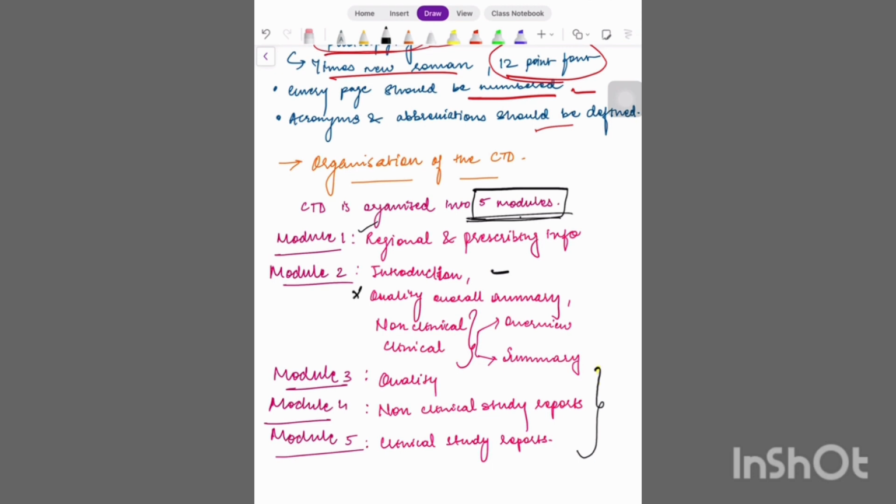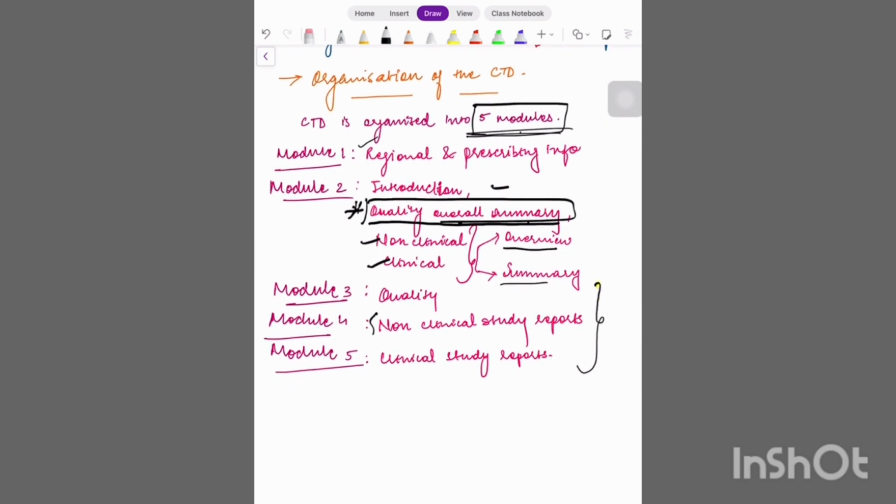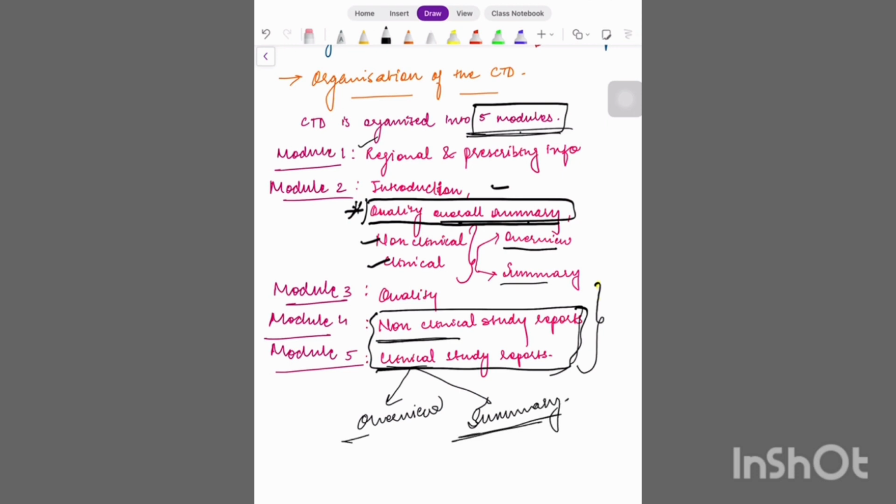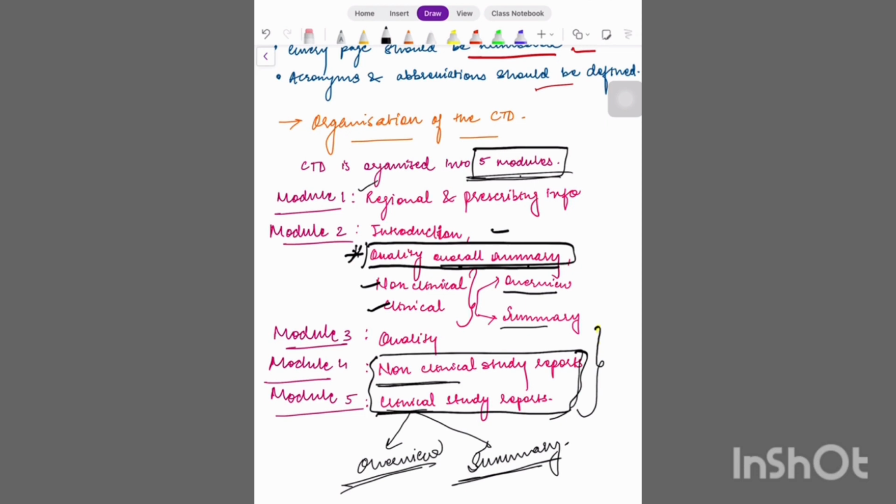One thing to be noticed here is the quality overall summary. Look, for clinical and non-clinical they have given overview and summary separately, but the quality overall summary is covered together in one topic. Then module 4 and 5 have two things each: clinical and non-clinical overview, and clinical and non-clinical summary. This you should have the knowledge about. This is something so basic. So module 2 has the non-clinical and clinical overview and the non-clinical and clinical summary.